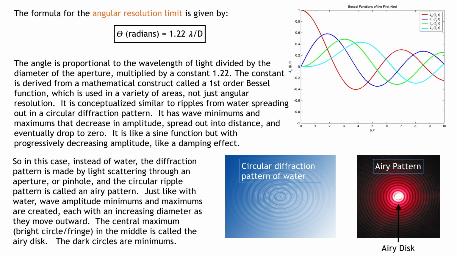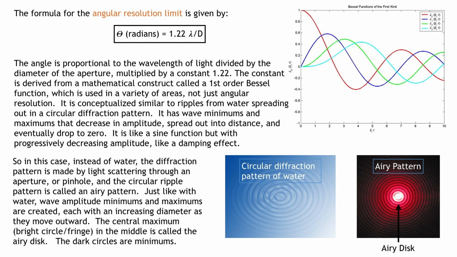The formula for angular resolution with regard to Rayleigh's criterion is given by the following formula, which is theta in radians is equal to 1.22 times the wavelength of light going through the circular aperture divided by d, the diameter of that aperture. And so this angle is proportional to the wavelength of light divided by the diameter of the aperture multiplied by a constant of 1.22. And this constant is derived from a mathematical construct called a first-order Bessel function, which is used in a variety of areas, not just angular resolution.